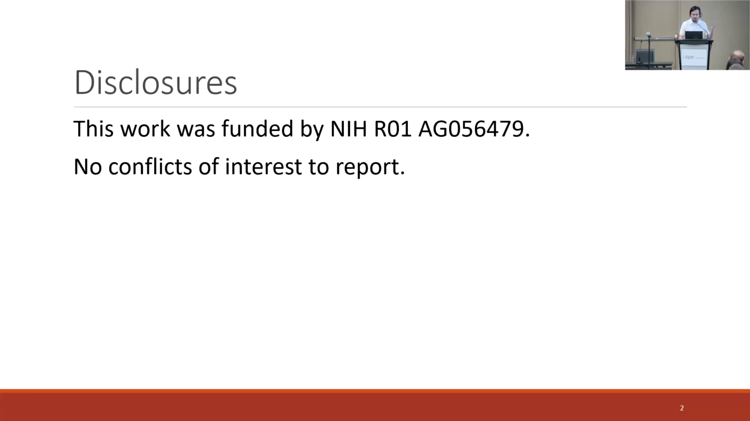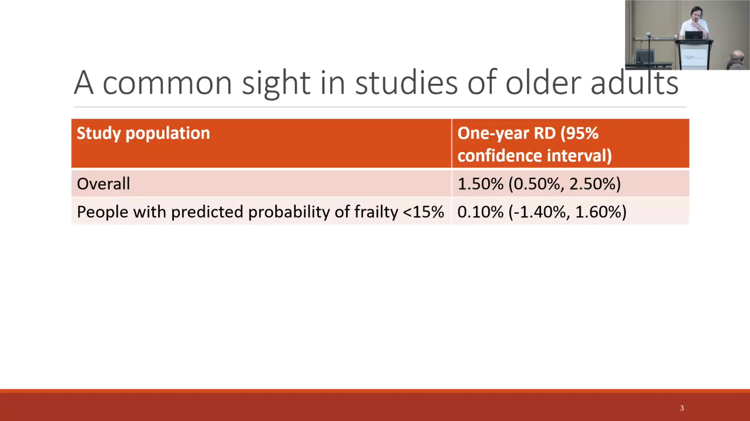So this was funded by a grant from NIH, but no other conflicts here. And I'm going to start again with something we'll often see in published manuscripts or at ICP, where we have some study that's done in older adults, we have some overall estimate, and then we might have some other estimate in which we've restricted based on predicted probability or actual frailty. And the big question is, what can we take away from these two different numbers?